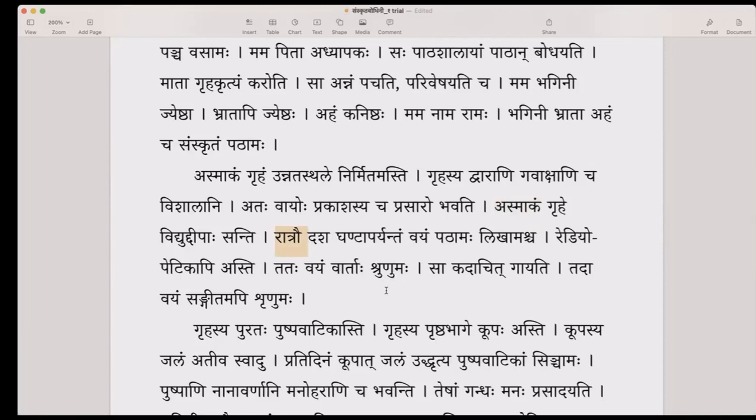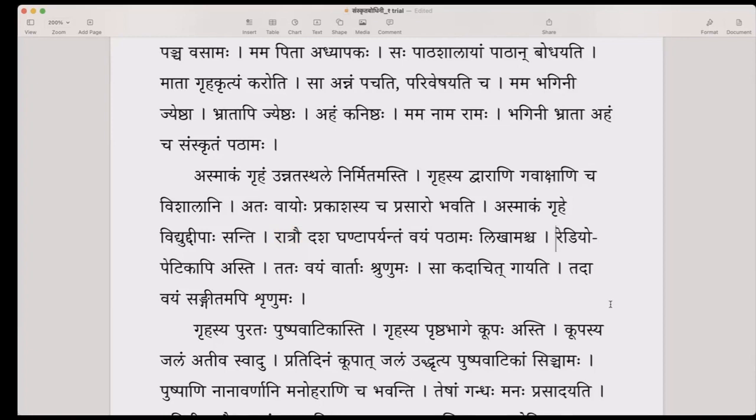Ratrau dasha ganta paryantam vayam patamaha likamascha. Ratrau, in the night, dasha ganta paryantam, until 10 in the night. So, Ratrau, in the night until 10 hours. Dasha Ganta is 10 p.m. Vayam patamaha likamascha, we read and write. Good.